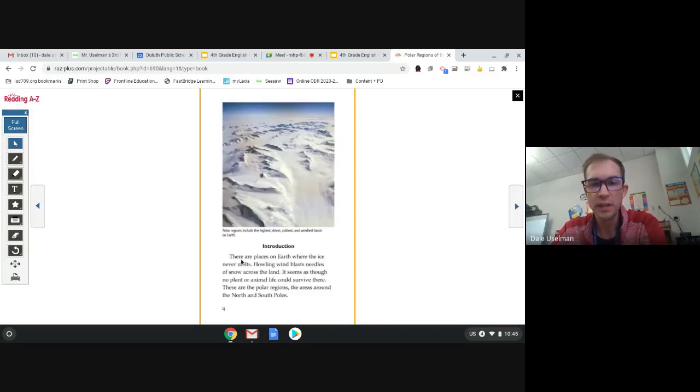Introduction. There are places on Earth where the ice never melts. Howling wind blasts needles of snow across the land. It seems as though no plant or animal life could survive there. These are the polar regions, the areas around the North and South poles. There's a picture up here and it says polar regions include the highest, driest, coldest, and windiest lands on Earth. So that already has me wondering. I'm wondering, why is it so cold in the polar region?